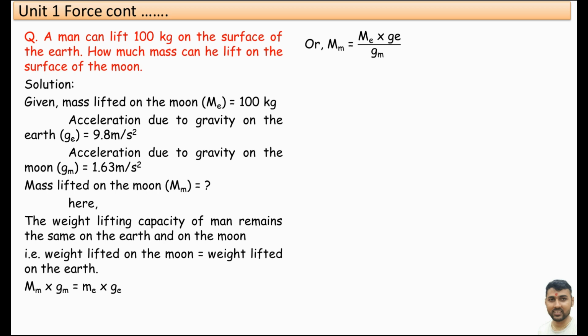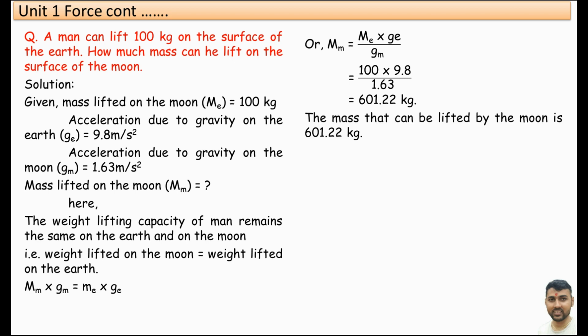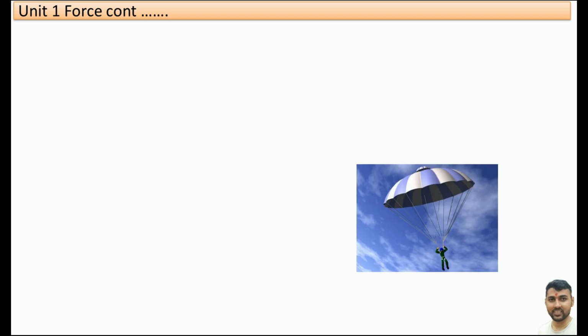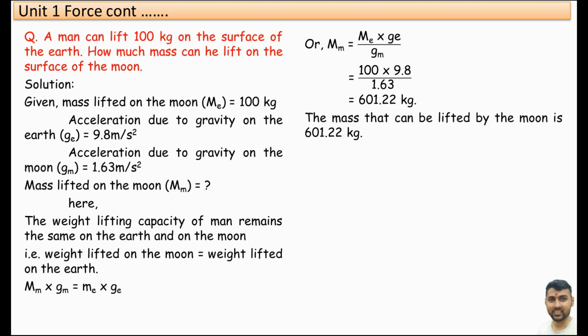Or by using the formula, Mm is equal to Me into ge by gm, which is equal to 100 into 9.8 by 1.63, which is equal to 601.22 kg. Therefore, the mass that can be lifted on the moon is 601.22 kg.